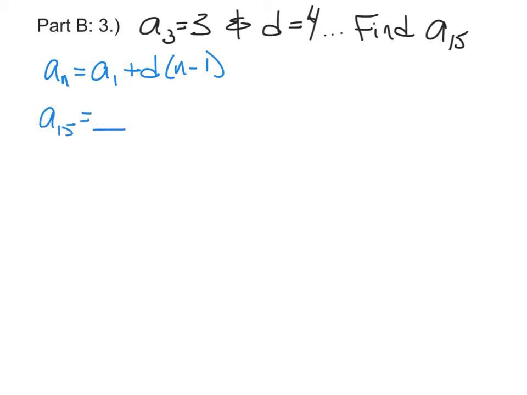And we could fill in a lot of this for the a15. I don't know what the first term is, but I do know that the common difference is 4. And I know that n is 15 because we're talking about the 15th term. So 15 minus 1 is 14. Now we've got to figure out what is that first term.